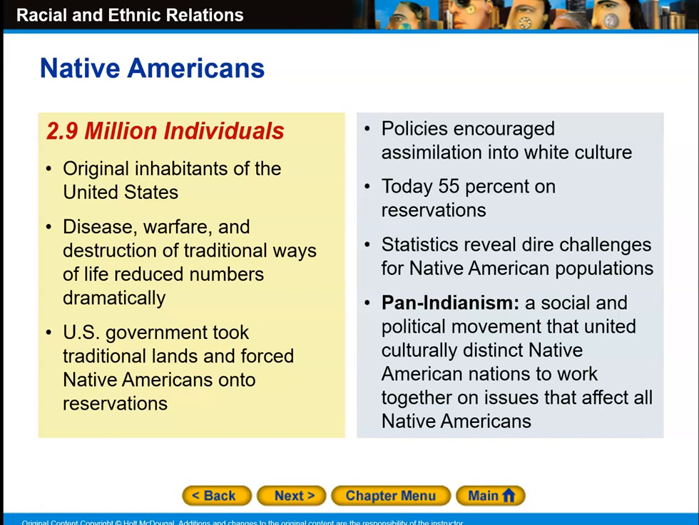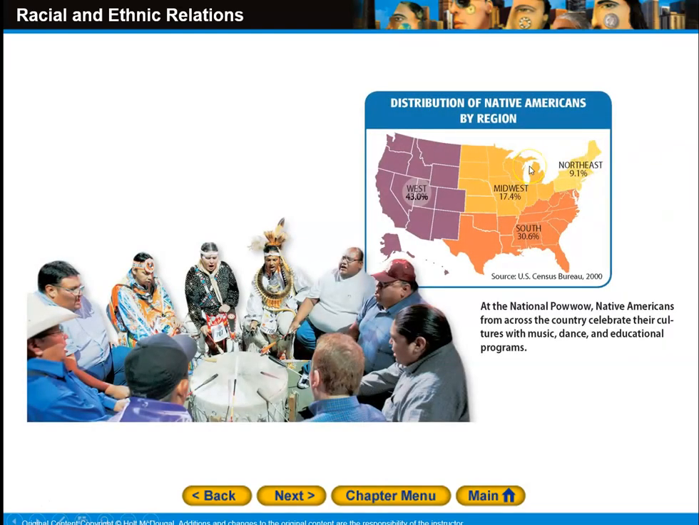55% live on reservations still today. Pan-Indianism is a social and political movement that united culturally distinct Native American nations to work together on issues that affect all Native Americans. The inability of Native Americans to work as one cohesive group is one of the reasons that the United States was so easily able to subdue them, because they were splintered into so many small groups. At the National Powwow, Native Americans from across the country celebrate their cultures with music, dance, and educational programs.